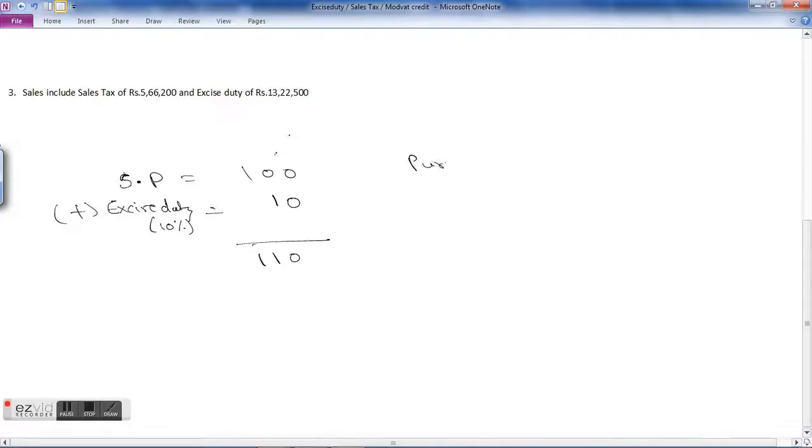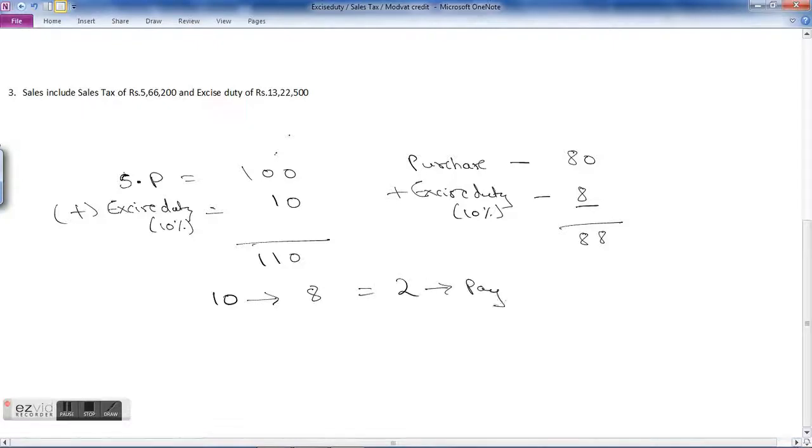Similarly, when you purchase the goods, say the price was 80 rupees plus excise duty at say 10% only, so it is 8 rupees. So the total price of goods has become 88 rupees. If you see this closely, 100 was your selling price, purchase was 80. Now this 10 excise duty you have collected from customers. Out of this 10, 8 rupees you have already paid on purchase of goods. So the balance, 10 minus 8, that is 2 rupees, you have to pay to the government.